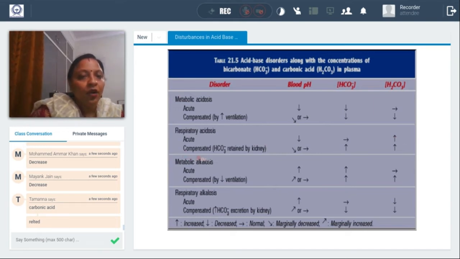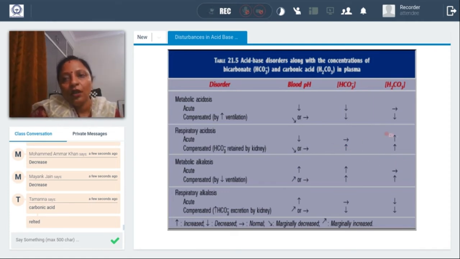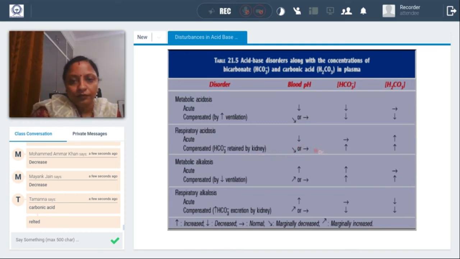It is compensated by HCO3 minus retained by the kidney. It means bicarbonate ions are retained or reabsorbed by the kidney. By this compensation, you can see blood pH may become normal, as HCO3 minus increases and H2CO3 also increases. It means the ratio of HCO3 minus upon H2CO3 returns toward normal. So this is the compensatory mechanism: retention of bicarbonate by kidney. In metabolic acidosis, the word you have to remember is bicarbonate. In the case of respiratory, you have to remember the word carbonic acid.